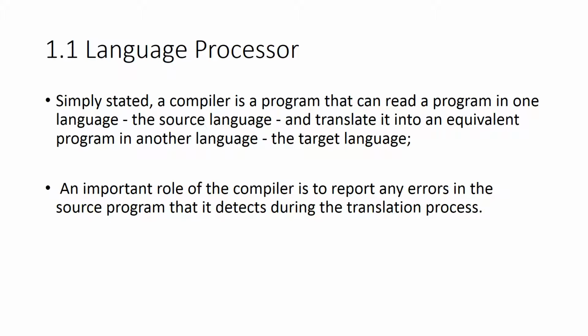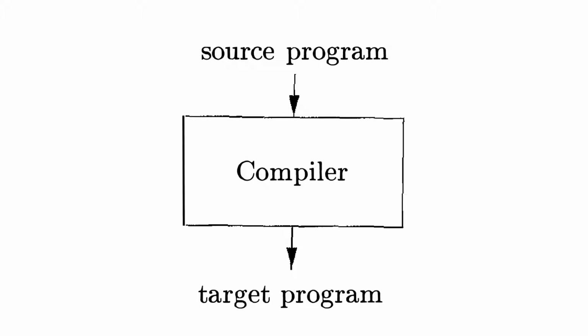Language processor. Simply stated, a compiler is a program that can read a program in one language, the source language, and translate it into an equivalent program in another language, the target language. An important role of a compiler is to report any errors in the source program that it detects during the translation process.